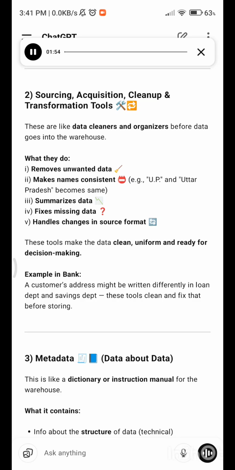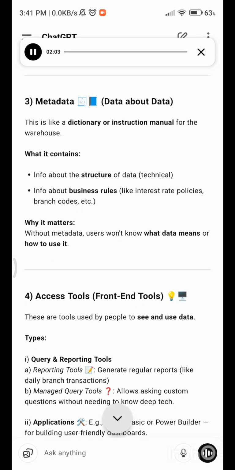Example in bank: a customer's address might be written differently in the loan database and the savings database. These tools clean and fix that before storing. 3. Metadata. Data about data. This is like a dictionary or instruction manual for the warehouse.